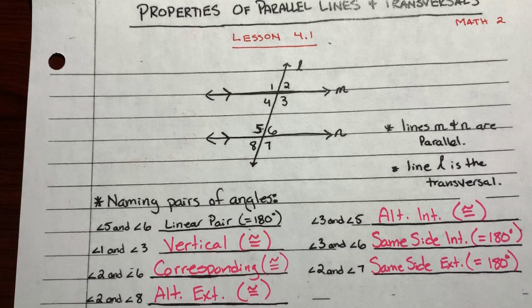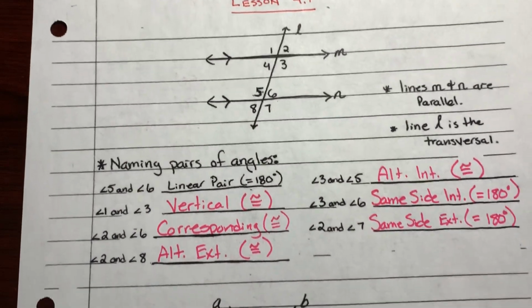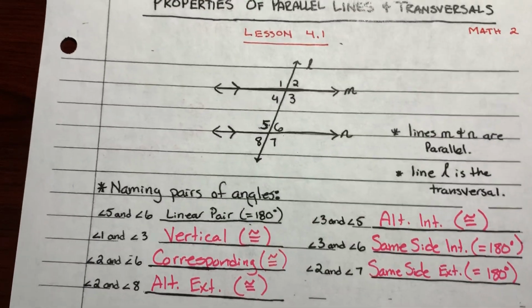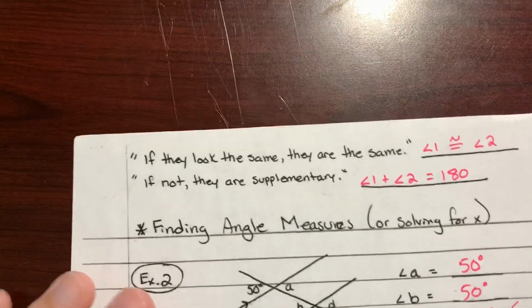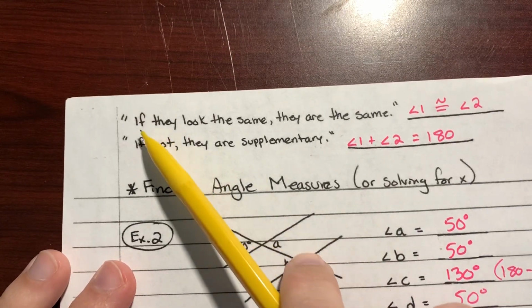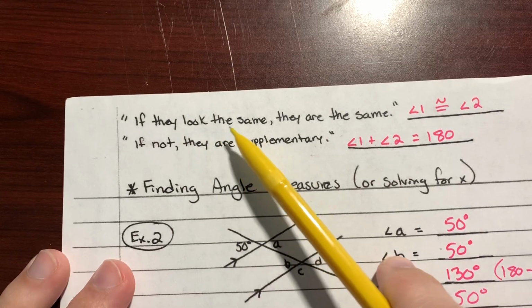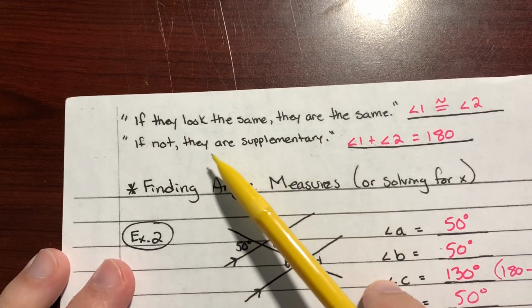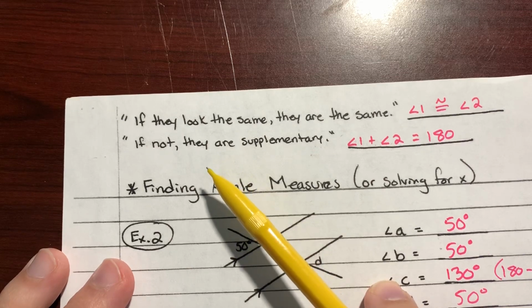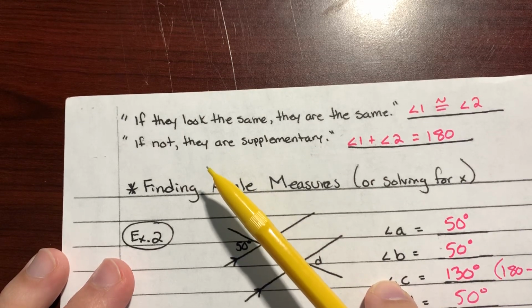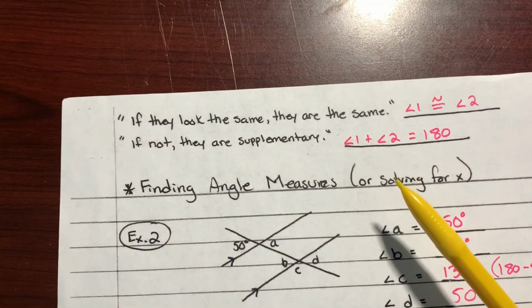All right. So the reason I'm bringing that up is because on the back side of these notes, when I say if they look the same, they are the same, what I mean is if they're both acute or they're both obtuse. Where if they're not the same, meaning one's acute and one's obtuse, then that's when you have this other situation. They're supplementary. We'll talk about that in a moment.